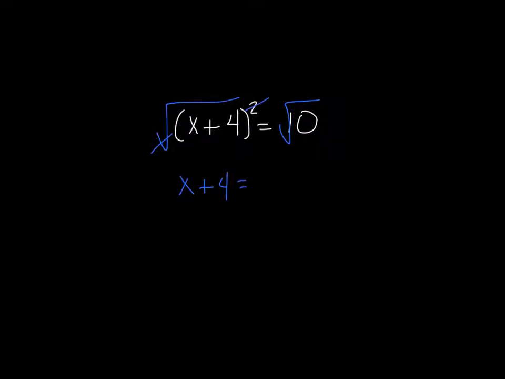And just like before, when you bring in the square root, you have to do a plus or minus then. And so I got plus or minus the square root of 10. And then my squared is gone now on the left side, so the left side now I just have x plus 4. So I can go ahead and solve for x. I'm going to subtract 4 from both sides.